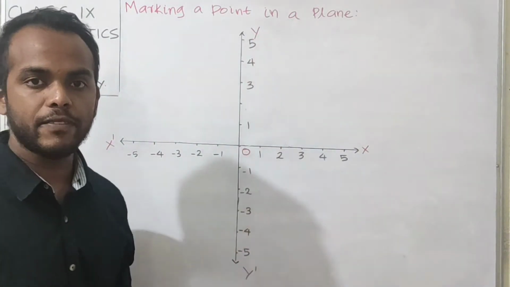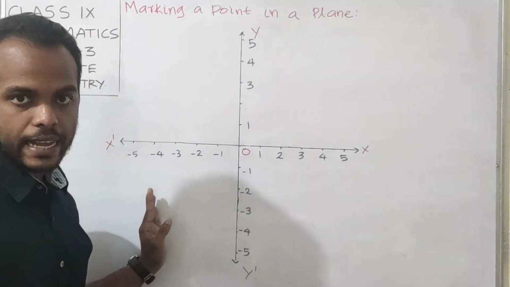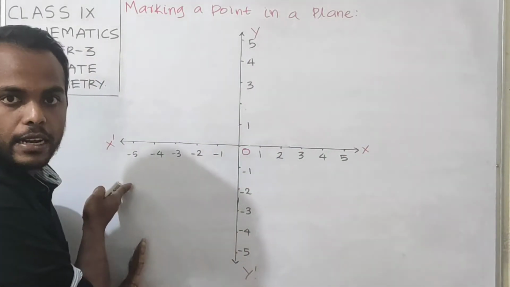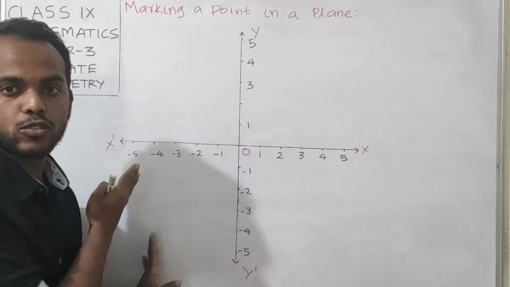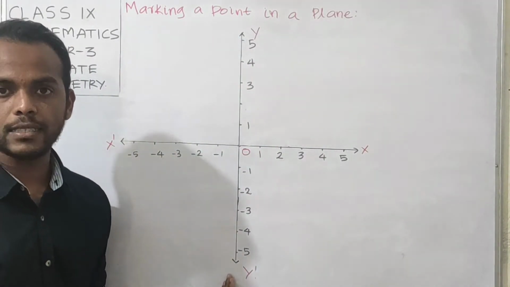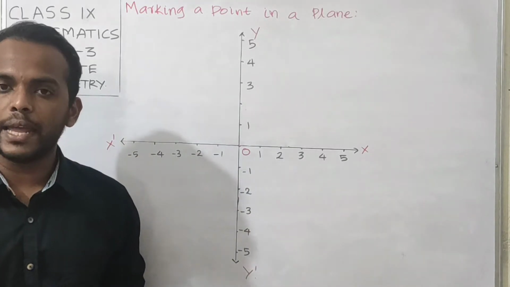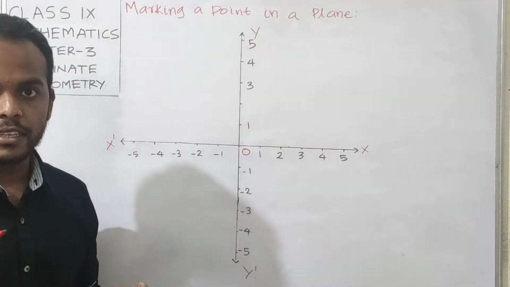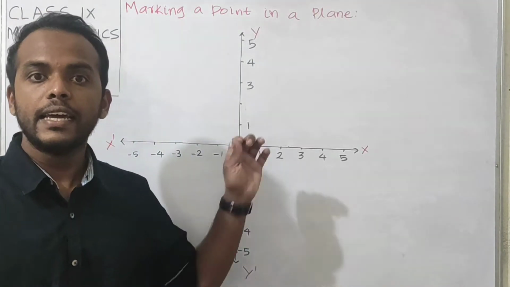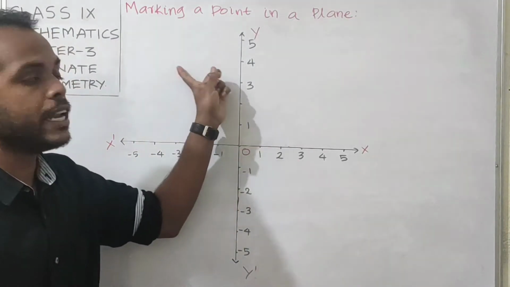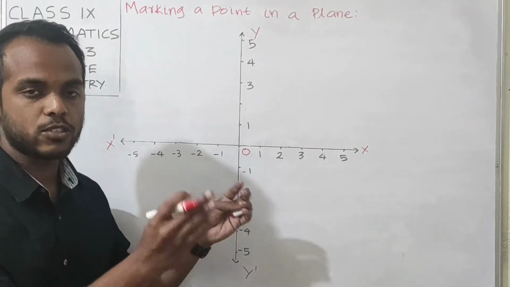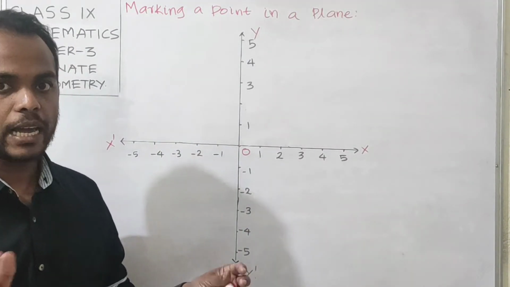So we have a plane with us. This one is the x axis and this one is the y axis. I repeat, the horizontal number line is called the x axis and the vertical line is called the y axis. If we are given any point P, just like we represented the number 5 on a number line, here the numbers will be set in an ordered pair. We just saw what an ordered pair is.